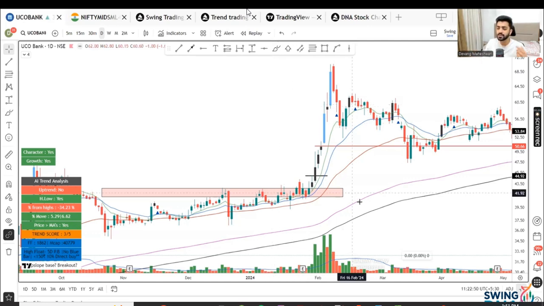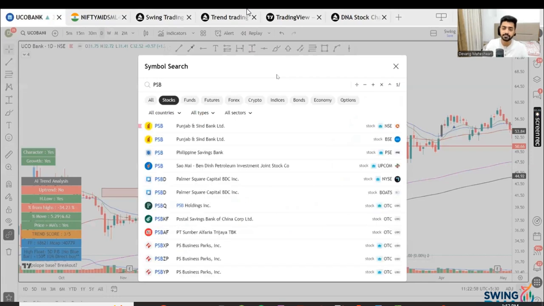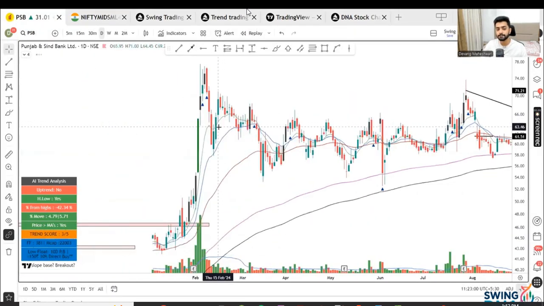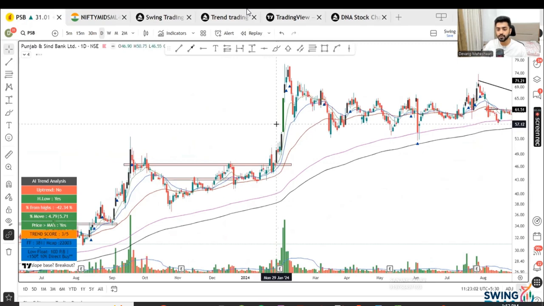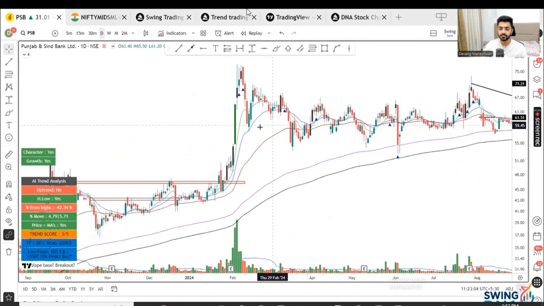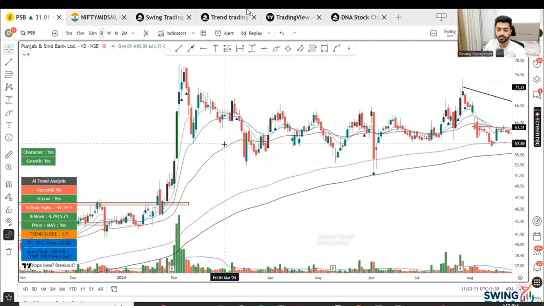So UCO Bank, this is again the same day, 30th, and then it simply blasted. Now let's see PSB. 29th Jan. Look at this momentum bar, 29th of January. This one.